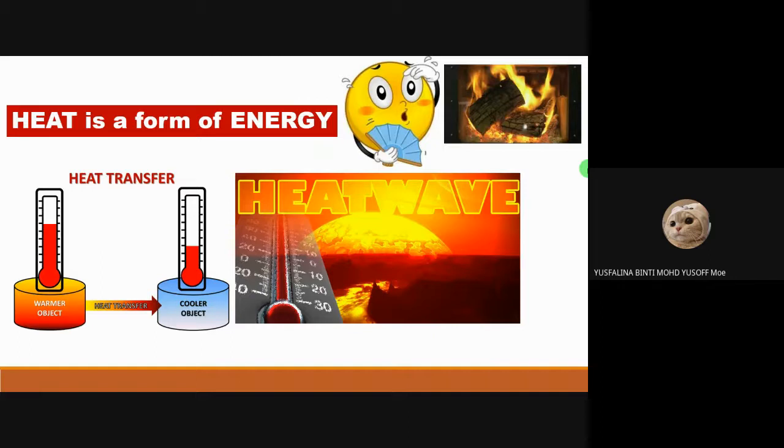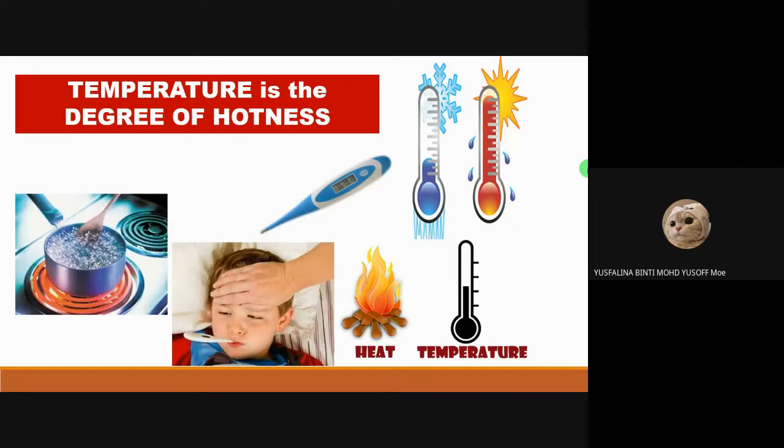Alright, so what is heat? Heat is a form of energy. You know there are a lot of types of energy, for example electric energy, light energy. So actually heat is one of the forms of energy. Okay, so what is temperature?